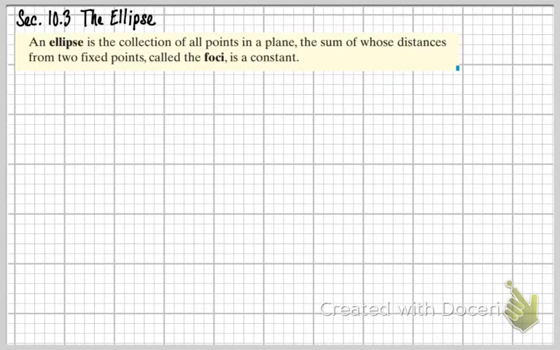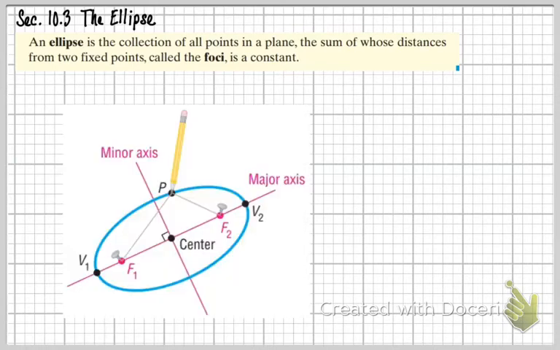Section 10.3, the ellipse. An ellipse is a collection of all points in a plane, the sum of whose distances from two fixed points, called the foci, is a constant. So let's see what we mean. Here is a nice picture that depicts that definition.